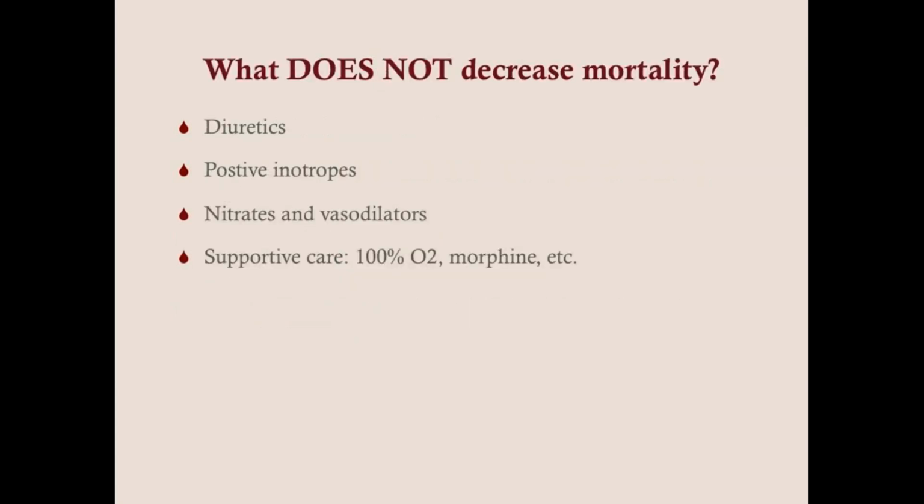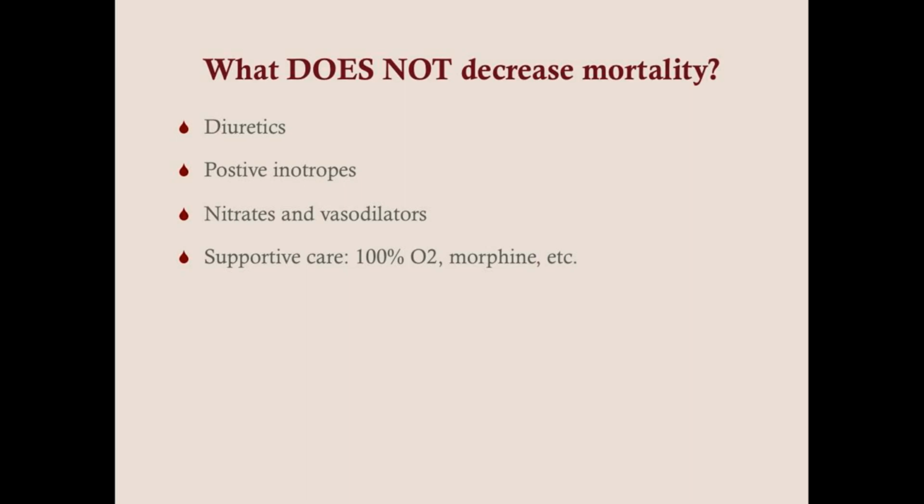So let's talk about, and this is big on USMLE, they like to ask this, let's talk about what doesn't decrease mortality, about the drugs and treatment that we use in congestive heart failure. So first off, diuretics, or loop diuretics, or any diuretics for that matter, do not decrease mortality in congestive heart failure. They're great for treatment, they're great for symptom reduction, but they don't decrease mortality. Same with positive inotropes, digitalis, or digoxin, and dobutamine. Nitrates and vasodilators, again, these all reduce your symptoms, but they do not reduce mortality. And then the supportive care that we use in the hospital, 100% oxygen, nasal cannula, and morphine. Reduce symptoms, do not reduce mortality.